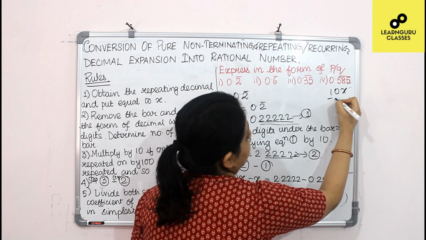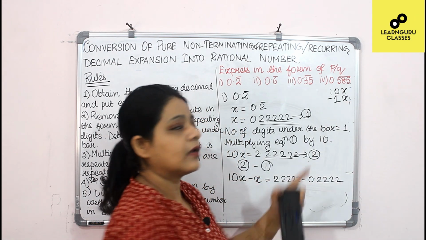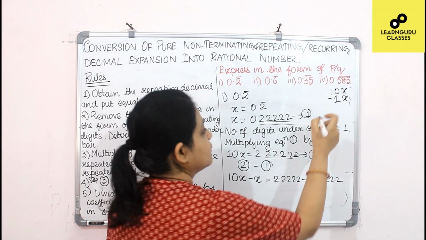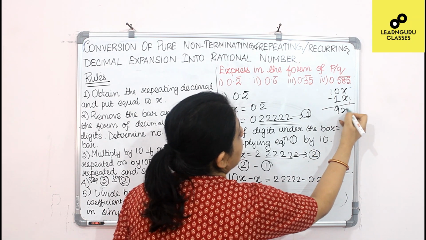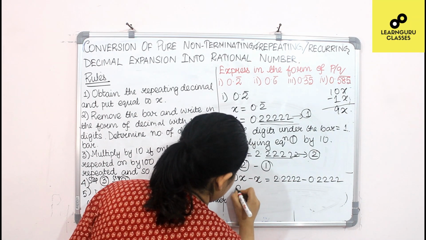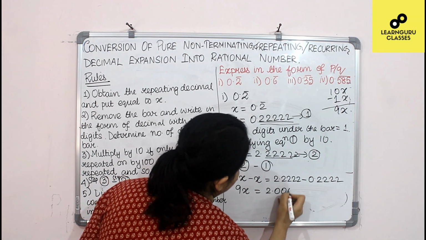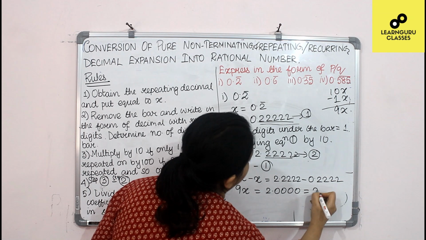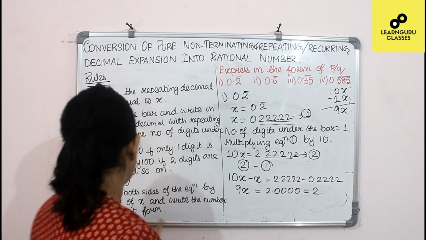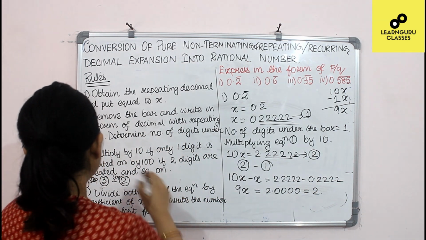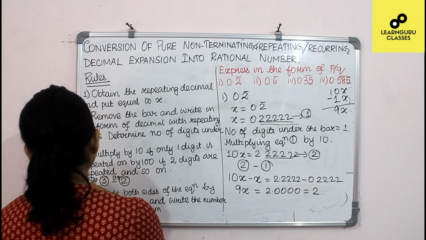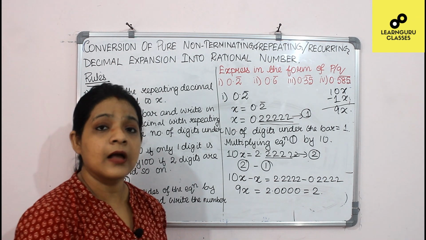Okay, so 10x minus x is what? 10x minus 1x. x is nothing but 1x, so 10 minus 1 is 9x, so I can write here 9x equal to 2.0000, which is nothing but 2. Okay, so this step is done. The third step also I have completed. The fourth step also I have completed.